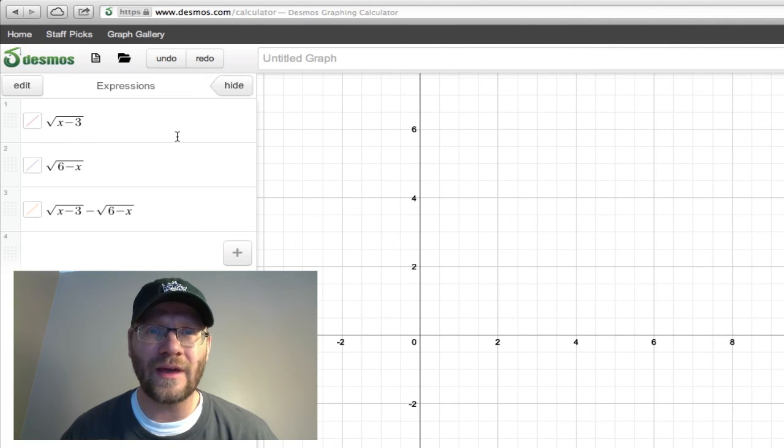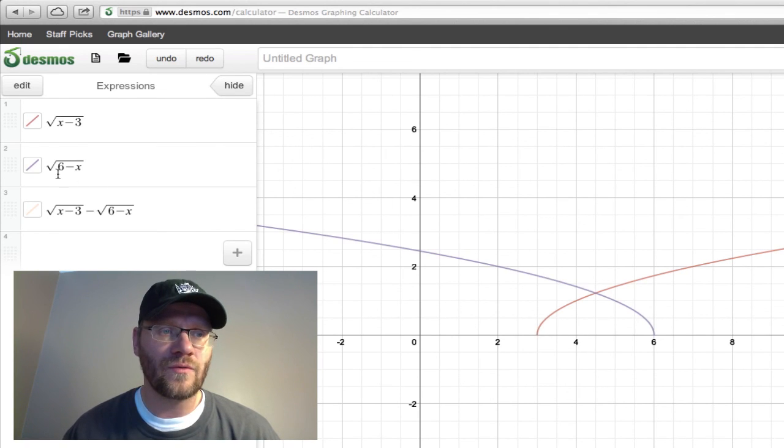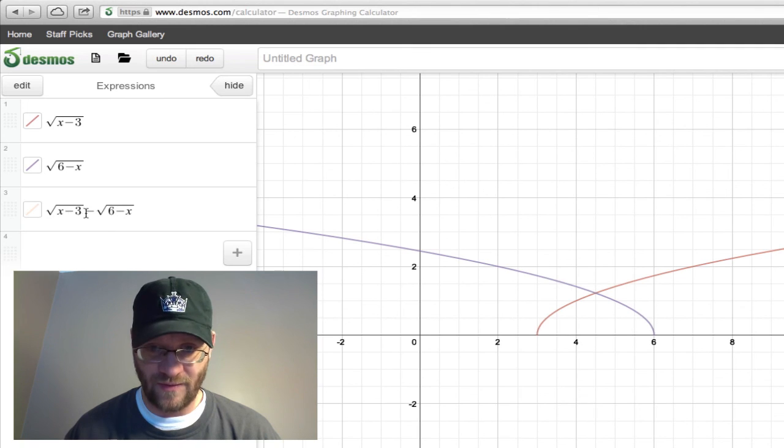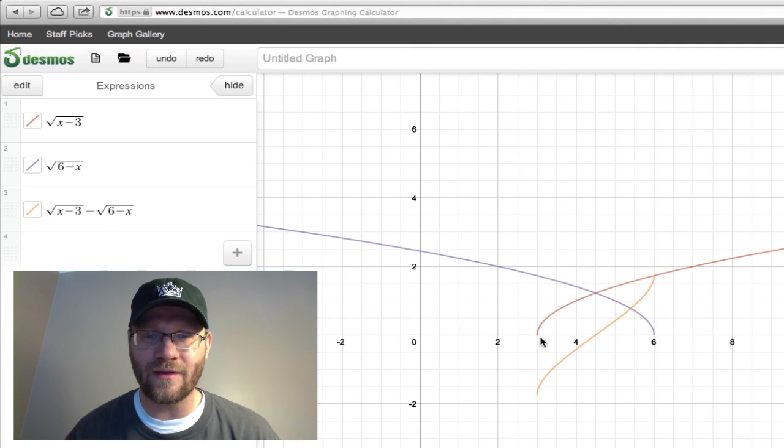So here's what that would look like graphically. We have our red graph here, which is the root of x minus 3. You can see that the domain would be everything greater than 3. And we have root 6 minus x, which is everything that's less than 6. And then we have root x minus 3 minus root 6 minus x. Here's what that graph would look like. And you can see that the domain is restricted to numbers between 3 and 6.